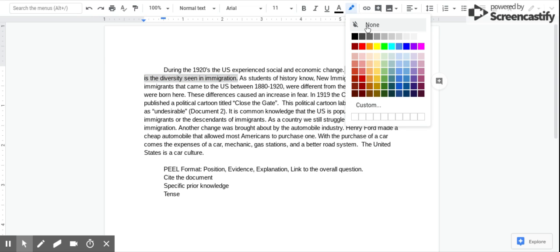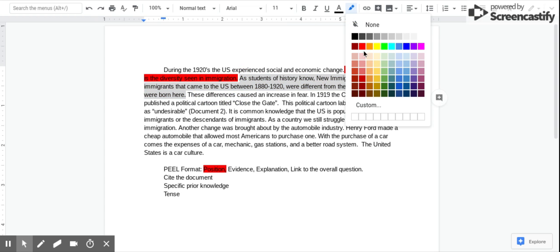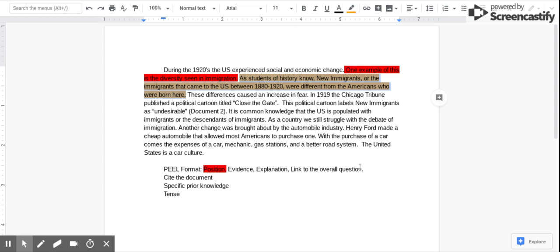And then let's highlight it in red. So this is my position. As students of history know new immigration, and so this is going to be my evidence or my explanation. I'll do that in orange. Explanation.